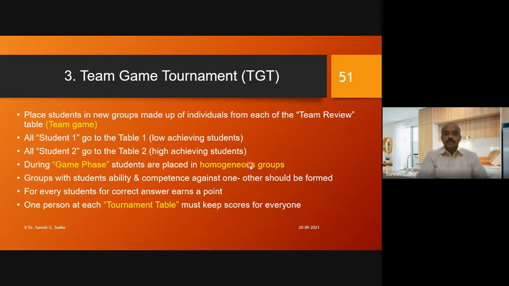In the game phase, we have to place our students in homogeneous groups. So one group will be the low achieving group and the second will be the high achieving group. And now the groups of students with similar ability and competence compete against each other, and every student should try to give the correct answer to earn points for our team. And one person on each table is available to score or note the marks of the individual as well as the team.